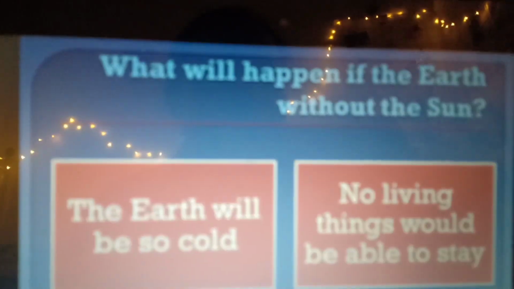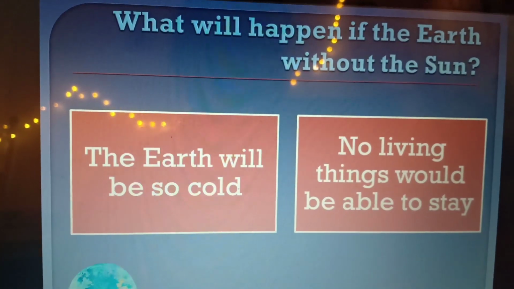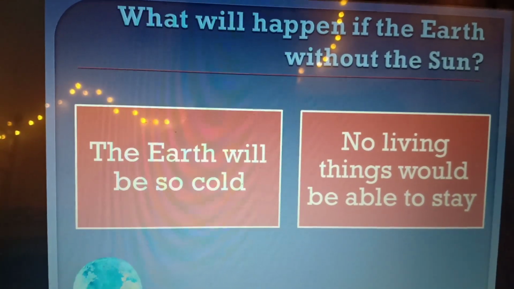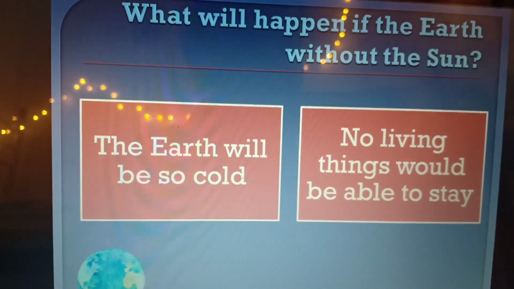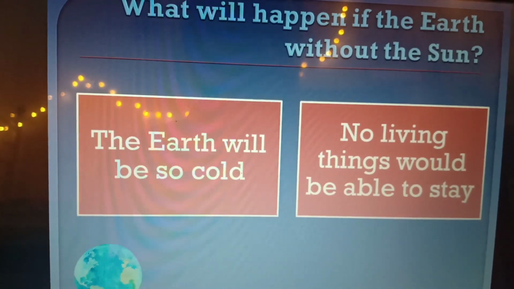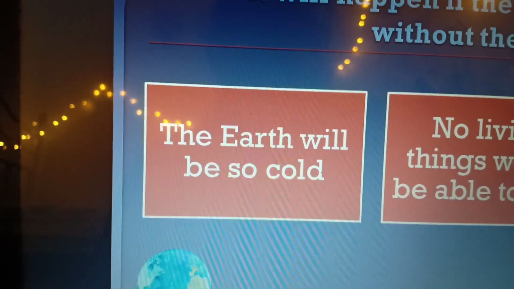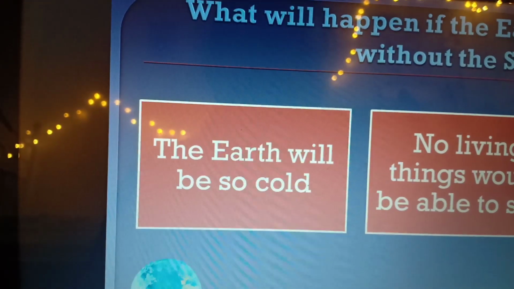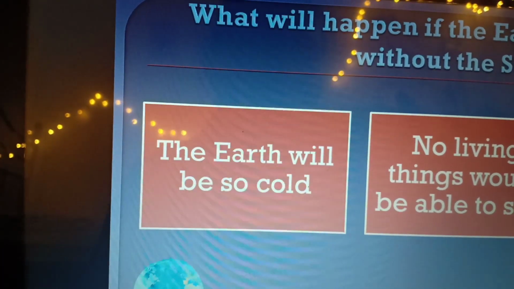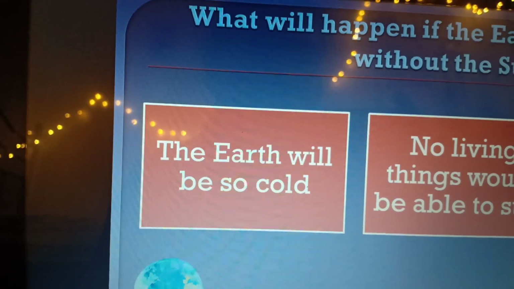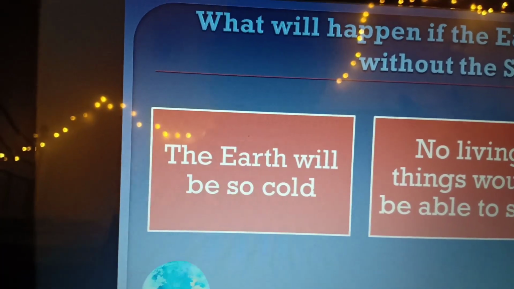And next, what will happen if the earth is without the sun? Of course, there are some bad effects that can be faced by the living things on the earth. The first one, the earth will be so cold. Of course, nobody or nothing can stay or survive on the earth if the temperature is too low or too cold. So everybody will die.